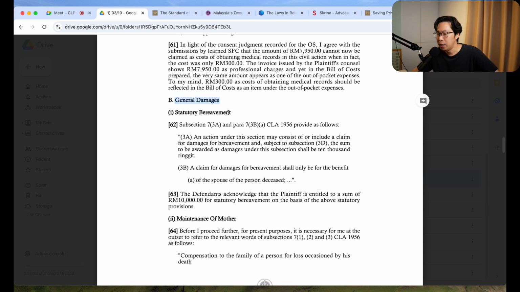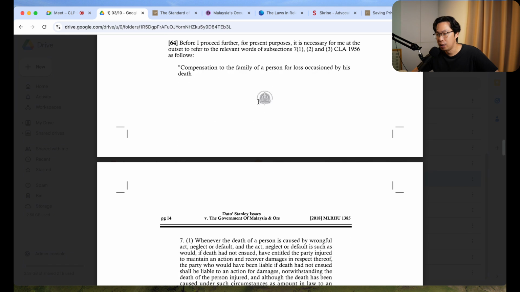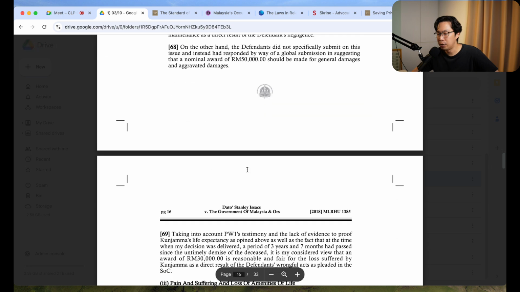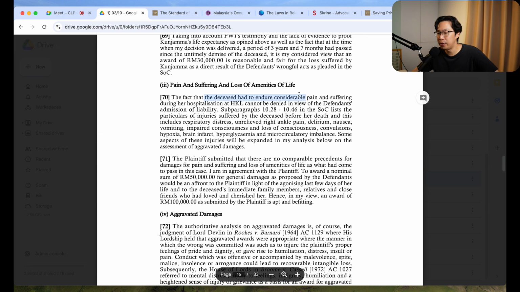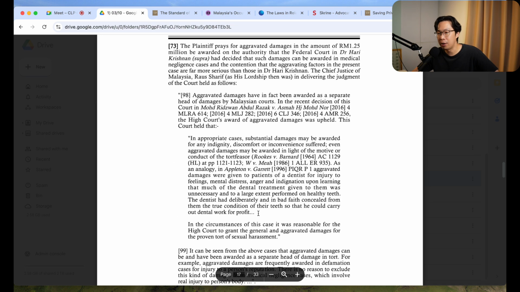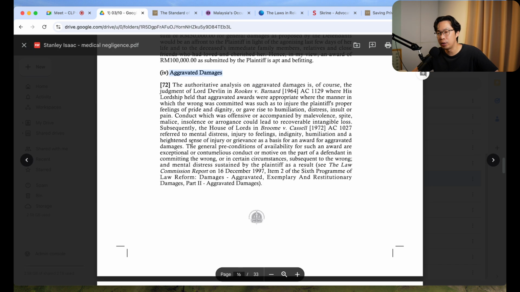General damages, this is the one, it's not special damages. You don't have to plead. It is up to the court to decide. Bereavement, section 7, we'll look at that next week. Maintenance of mother. What about? Then other, you have pain and suffering. Aggravated damages, or this thing. Some of them they don't allow claim. Because these are the things that Dato Stanley Isaac wanted to claim. Some of them they don't allow.